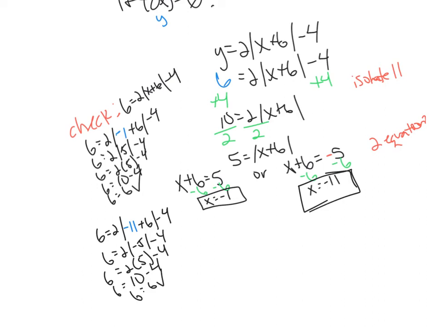Okay, so when solving absolute value equations, the steps are: isolate the absolute value, move everything over using inverse operations, and then split into 2 equations. Everything inside equals positive, everything inside equals negative, and then check your answers. So let's try one more of that nature.